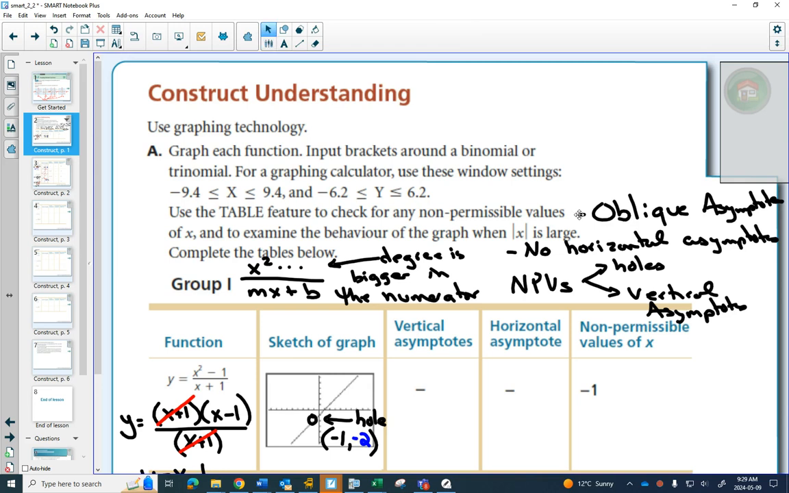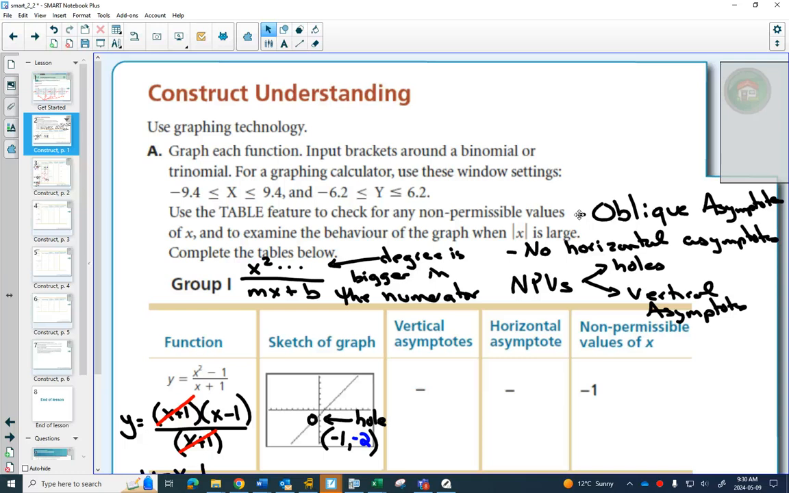So what are we going to be asked to do in this unit? You're going to get questions like this, and it's going to say graph. And you have to be able to draw the graph on your own without a calculator, labeling all the asymptotes, all the oblique asymptotes, all the holes, and know what the shape is going to look like. Okay?